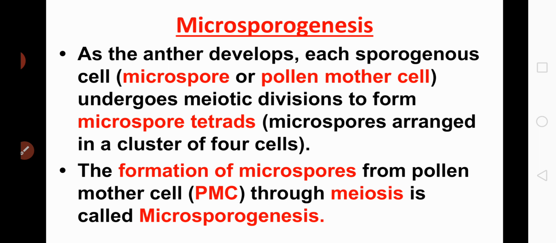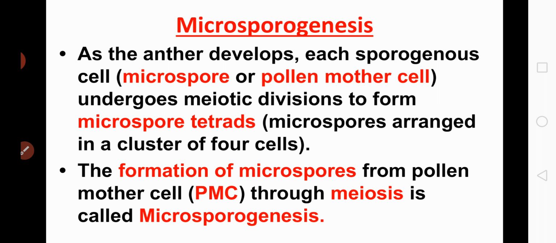Okay, and the process of formation of microspores from the pollen mother cell through meiosis is called microsporogenesis. This process of forming microspores is called microsporogenesis.